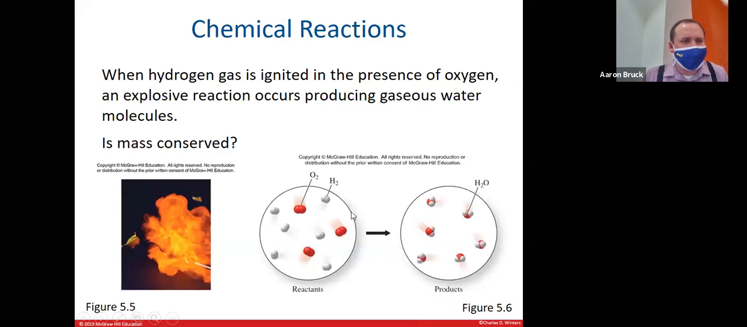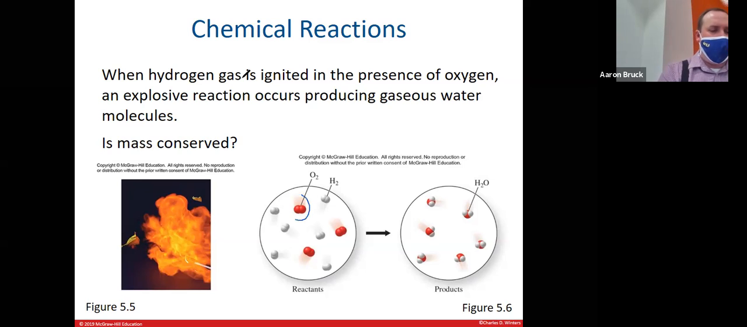When it comes to chemical reactions, let's take a look at this panel here. We can see that the reaction between hydrogen and oxygen is an explosive one that produces water molecules as a result. The question here is, do we conserve mass? So if I look at the panels, what I need to observe is how many of each atom are present in the reactants versus in the products.